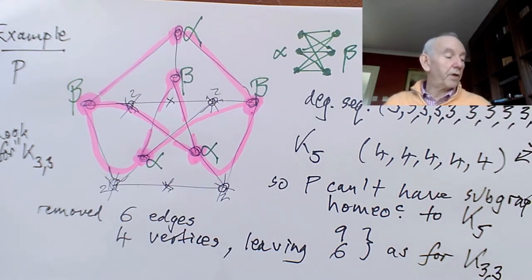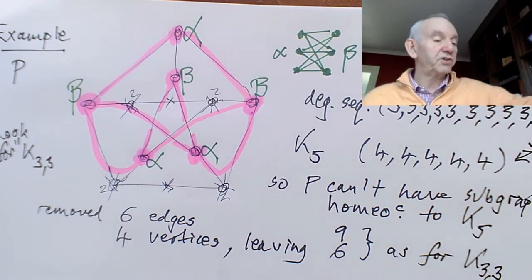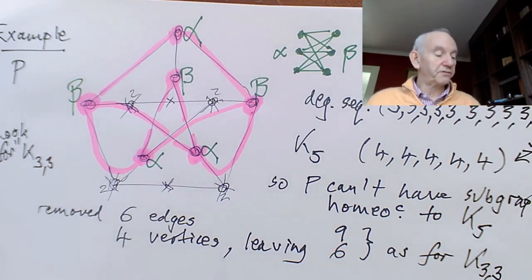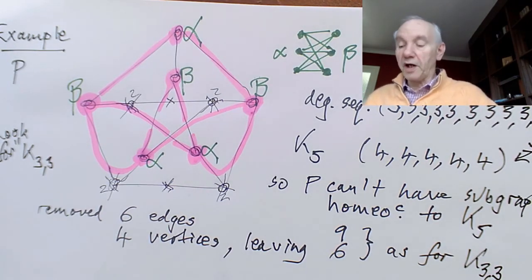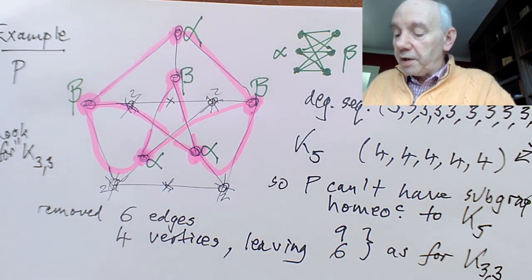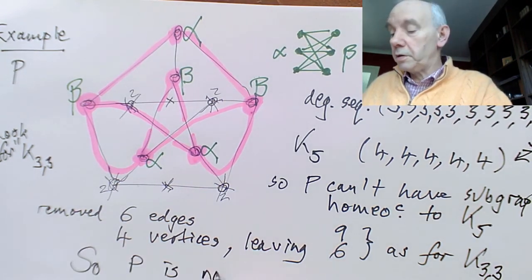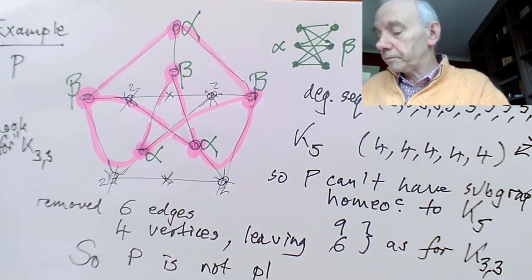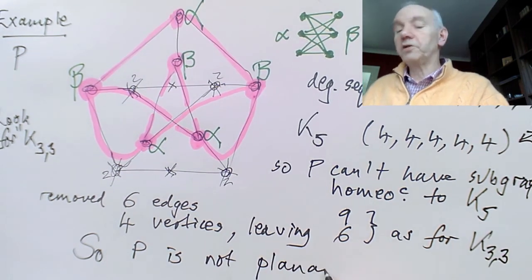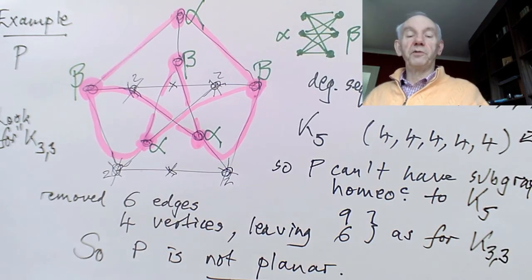So that's the example of Kuratowski's theorem, and the conclusion is that P is not planar, if you didn't know it before, as a consequence of Kuratowski's theorem.